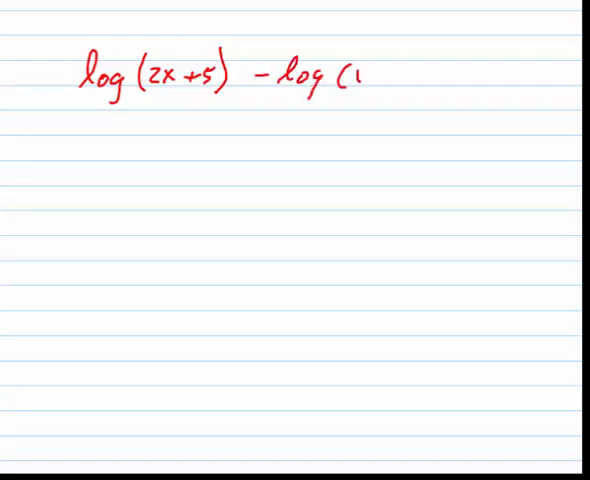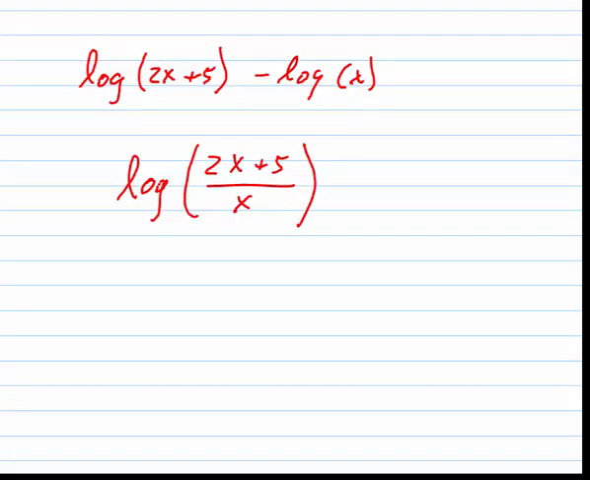For our final example, we can contract this: log of 2x plus 5 minus a log of x. If we wanted to write that as one logarithm, we just use the second rule. That's equal to log of 2x plus 5 divided by x. So that's equal to that one. So that's contraction.